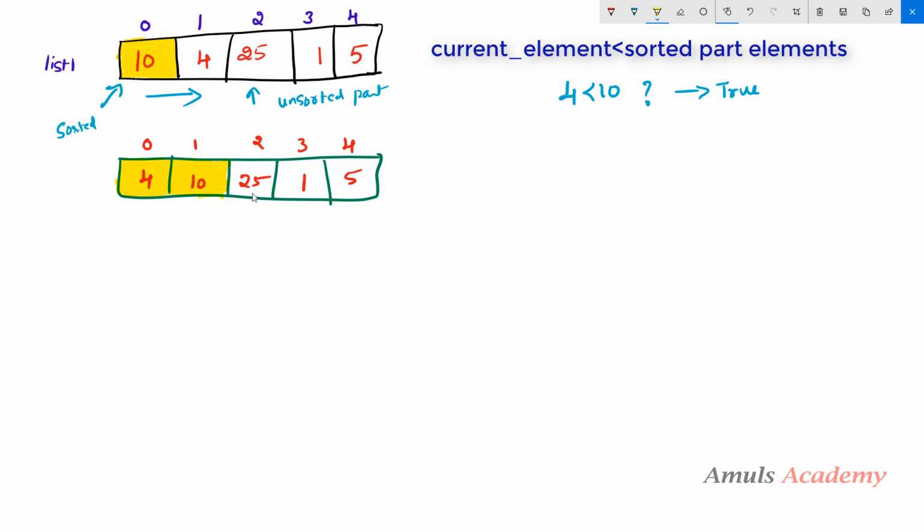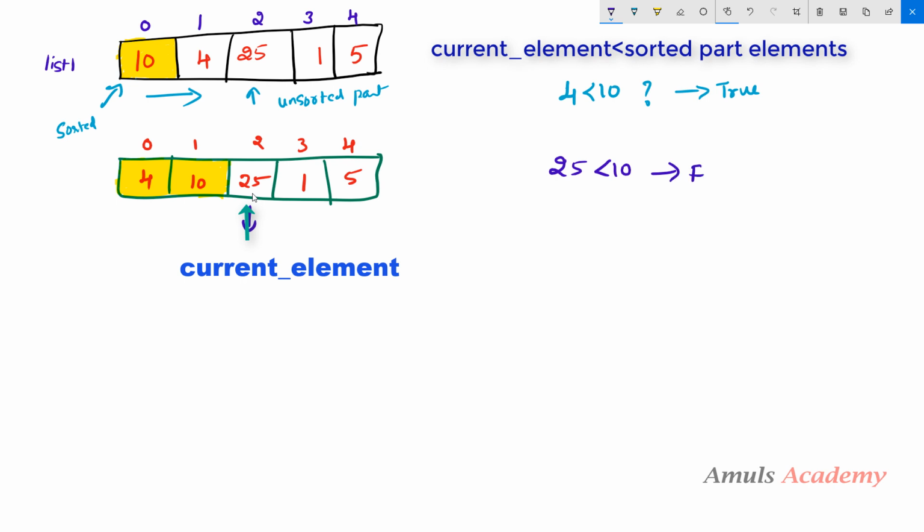Now next step in the algorithm is I need to take the next element, that is nothing but 25. I need to check whether 25 is less than 10. I need to compare it with the sorted part element. In the sorted part we can see two elements now. So first I need to check whether 25 is less than 10. No, right? It is false. If it is false, then leave as it is.